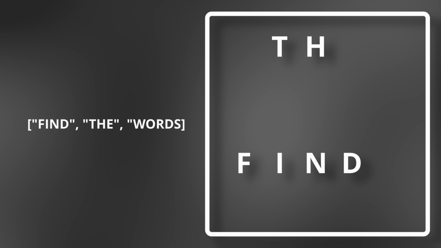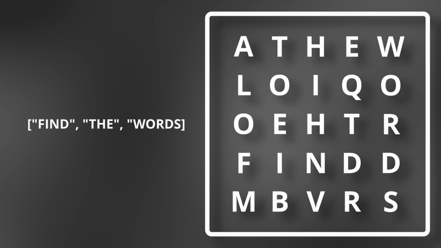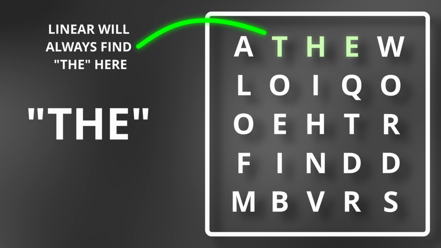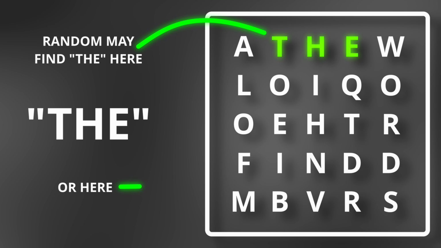A final thing to note is that in the large word searches, some of the words could accidentally appear in multiple places, due to the word search filling gaps with random letters during generation. Therefore, while the linear algorithms always found the words in the same place, since they follow the same sequential path, the random algorithms may find them in different locations each time, depending on what position it picks first.